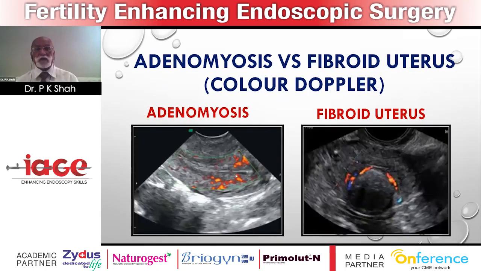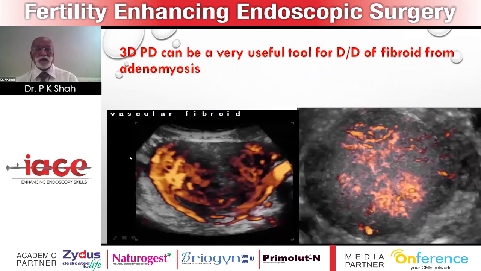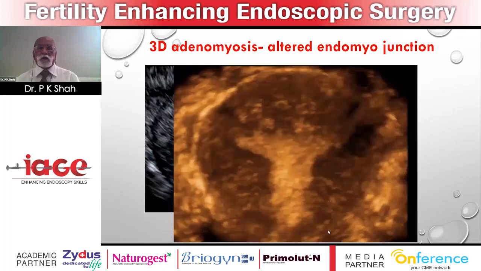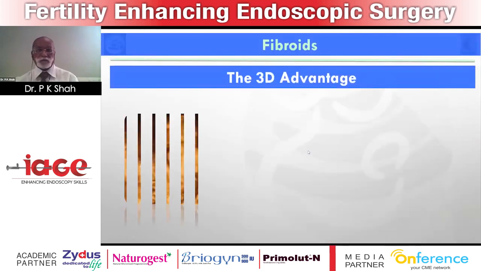As you can see, these are all the adenomyotic changes, showing color Doppler diffuse, whereas the fibroid, we all know, has vessels coming from the periphery. The same thing on 3D ultrasound with power Doppler. You can see the fibroid and you can see the diffuse echogenicity in adenomyosis and the color. The endomyometrial junction is penetrated by this white endometrium going into the myometrium on 3D ultrasound, beautifully in coronal section.